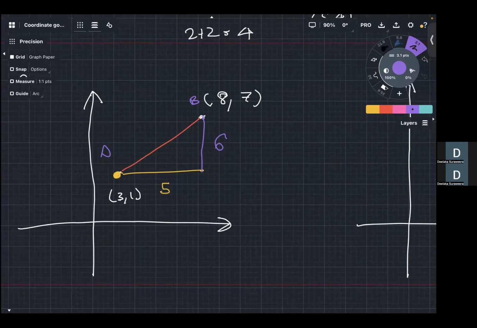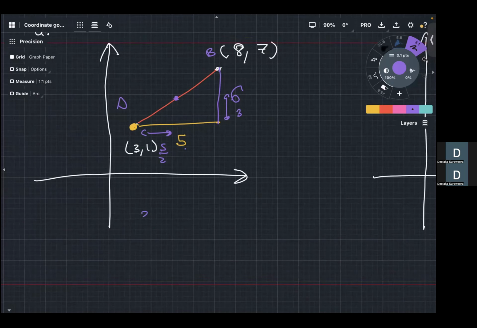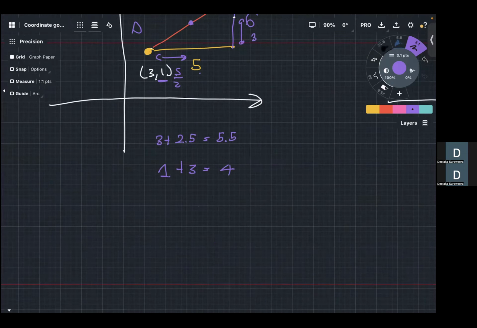And then I want to go to the midpoint. That's going to be halfway in both directions. So I'm going to go half of 5, which is 5 over 2, and half of 6, which is 3. That's how much I'm traveling from the starting point. I'm going to go right 5 over 2 units from 3, or 2.5. So I add 2.5 onto 3, which gets me my x value of 5.5. And then I do the same thing for my y: start at 1, add 3 to get to 4. It's (5.5, 4).